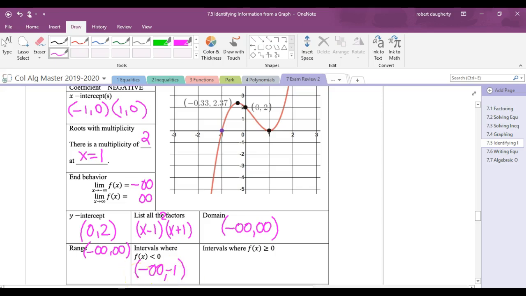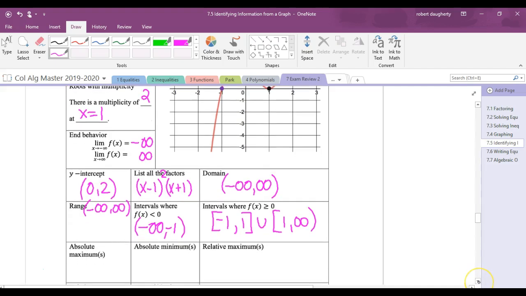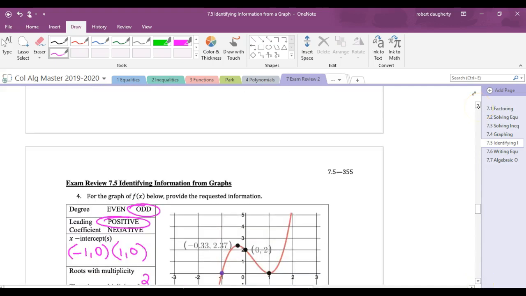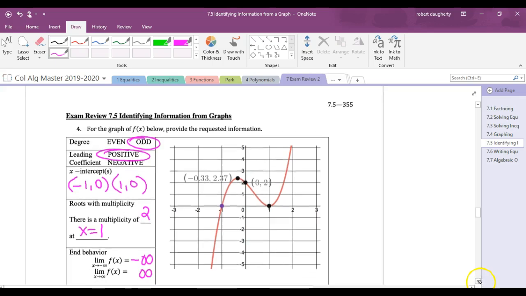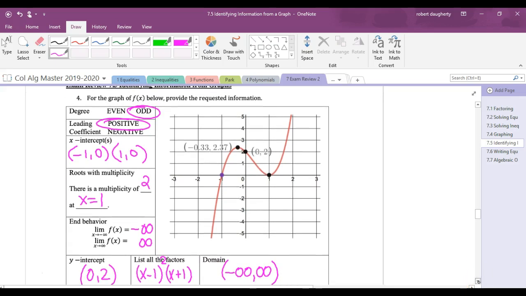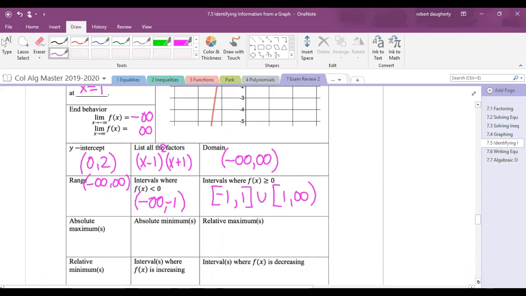Where is this function greater than or equal to 0? That looks like from negative 1 to 1 and from 1 to infinity, okay? You see that those could be combined into one interval, the interval from negative 1 to infinity. So absolute maximum, if you look at this graph, there is no absolute max or absolute min to this graph. So absolute maximum, none, absolute minimum, none.